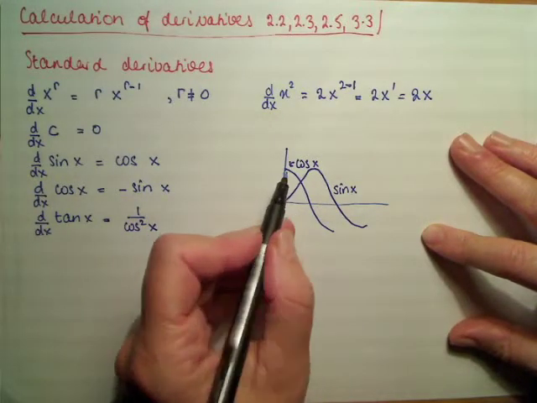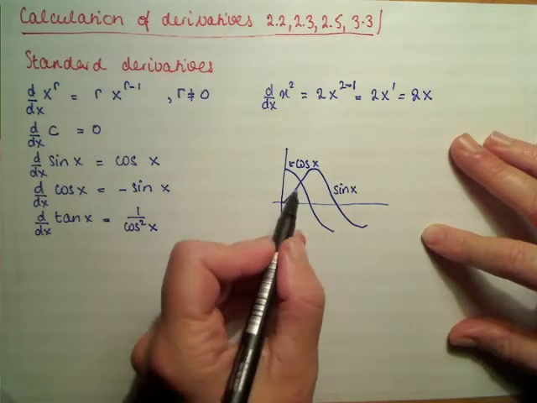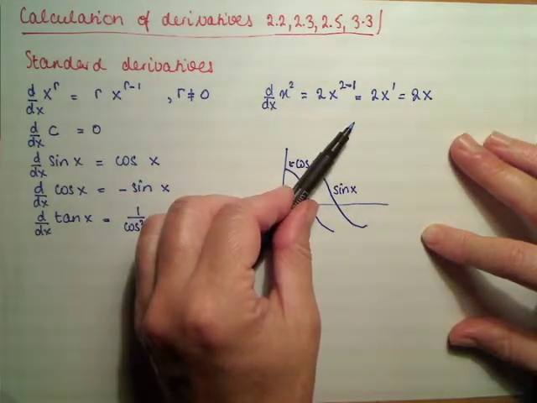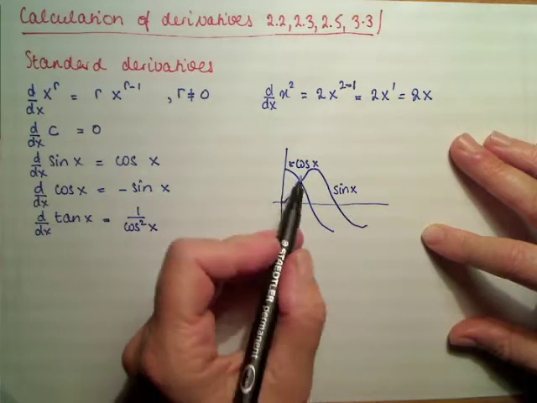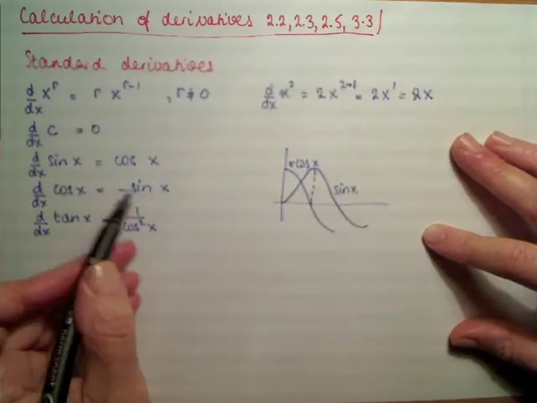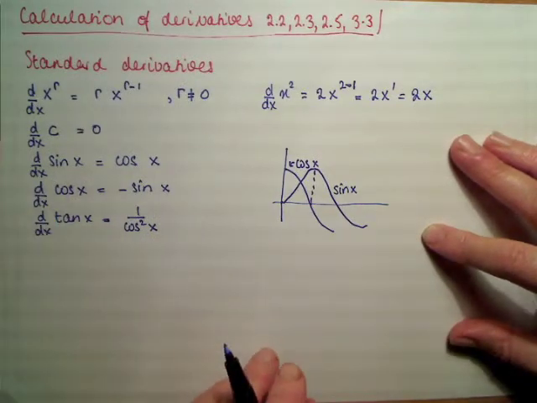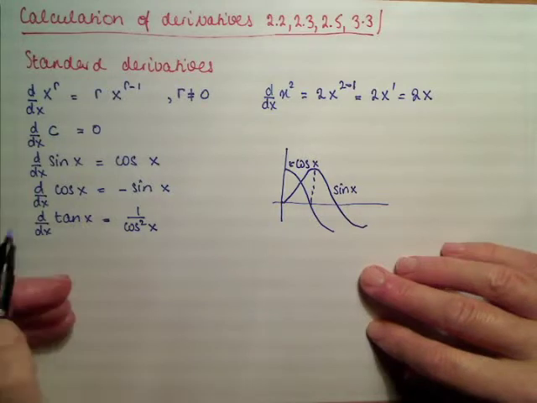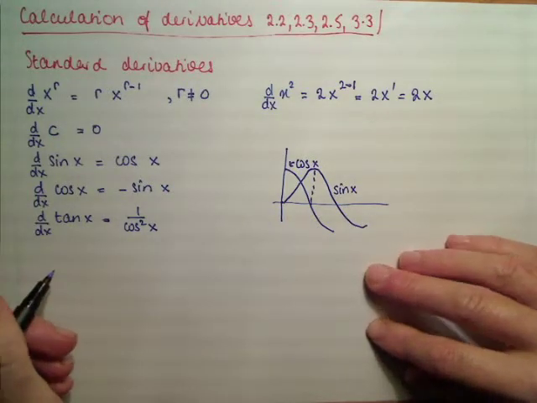Now if you look at the sine of x, it's positive. I mean the slope is positive, and cosine is positive on this part as well, so the signs are equal. It's just a sort of hand waving thing. I mean, it's no proof, obviously.